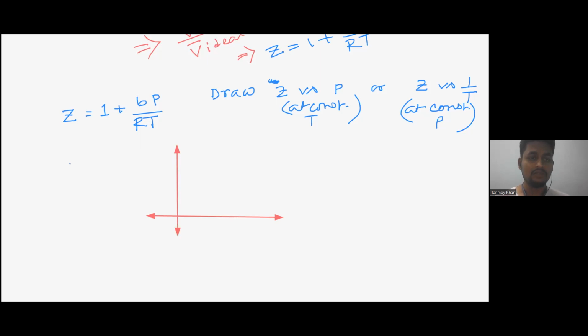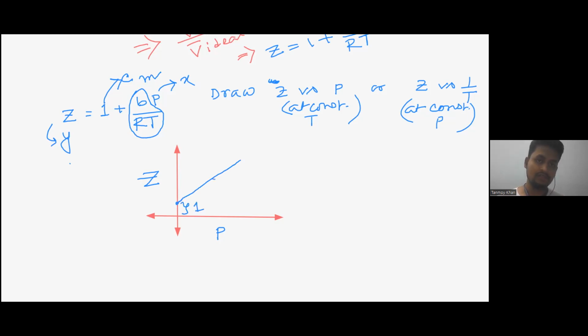I'm talking about Z versus P, let's say. So this is your Y, and this P is your X, this is your C, and the whole part is your A. So this will be your intercept, and there will be a straight line. So this part is nothing but 1, right? And this slope is nothing but B by RT. Okay.